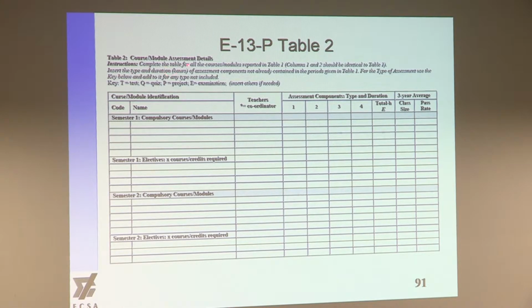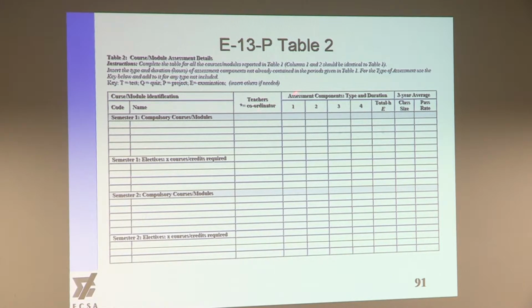Instructions: it gives instructions to complete a table for all courses or modules reported in table 1, columns 1 and 2, which should be identical to table 1. Insert the type and duration, hours of assessment component not already contained in table 1. For type of assessment, use the key below and add for any type included, as you can see in here.